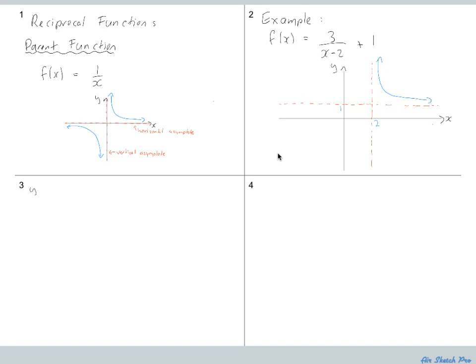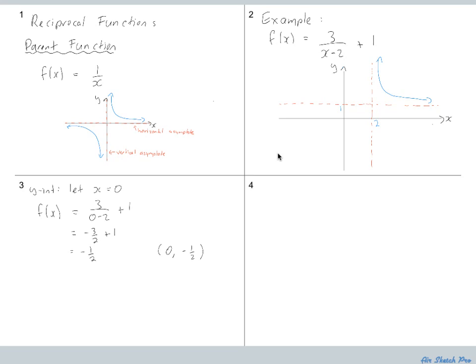Okay, so y-intercept, let x equal 0. So f of x is equal to 3 on 0 minus 2, plus 1. So that's equal to negative 3 on 2 plus 1, which is equal to negative a half. So 0, negative a half. I'll stop there for a moment. You okay with that? It's substitute and solve.